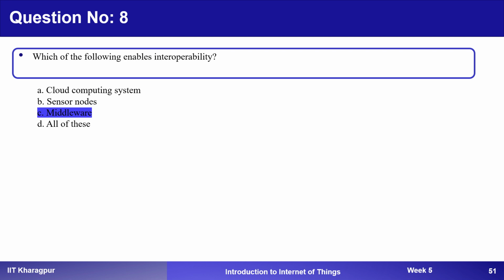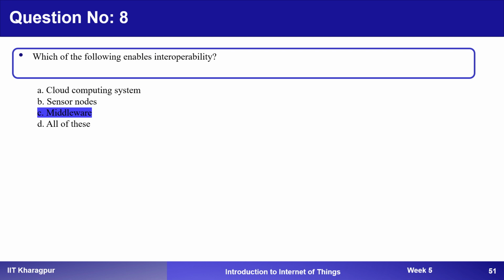Basically what happened is, there are various devices present in the IoT network, and all these devices are following different standards, different protocols, right? Maybe the operating systems on which these devices are running are different. So it becomes difficult for these devices to interact with each other. So in order to make communication possible between two different devices that follow different standards or different communication protocols, middleware can be used for making their communication possible.